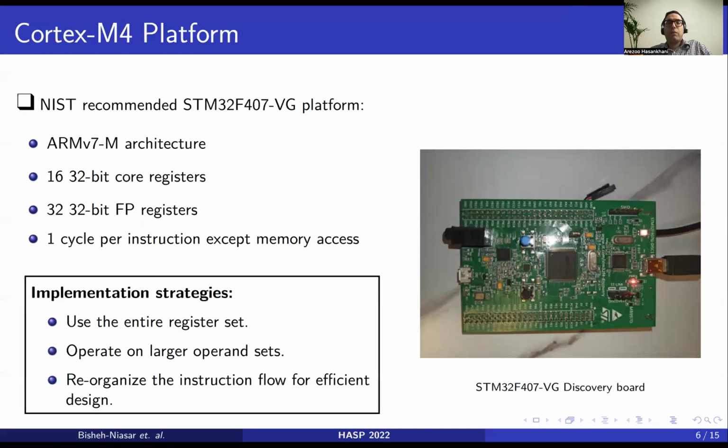In this work, we target STM32F discovery board to implement Curve448 over Cortex-M4. As you know, Cortex-M4 is based on the ARM v7m architecture, having 16 32-bit core registers, while only 14 of them are available for programmer.